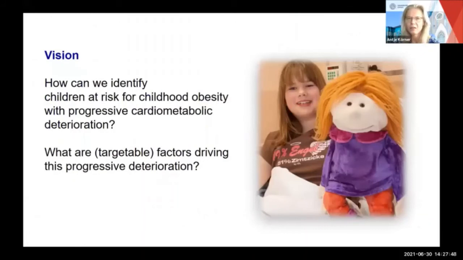What we really need to address is how can we identify those children at risk for progressive metabolic deterioration? Can we identify targetable factors so that we could be in the position to prevent those severe comorbidities? And with that, thank you very much.